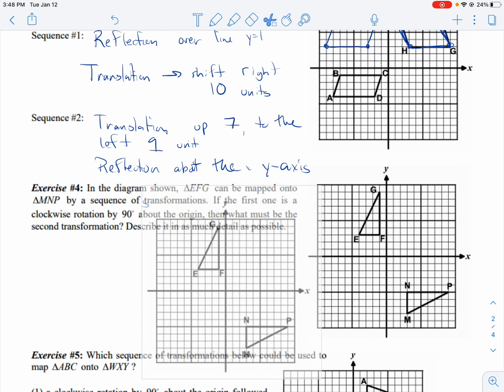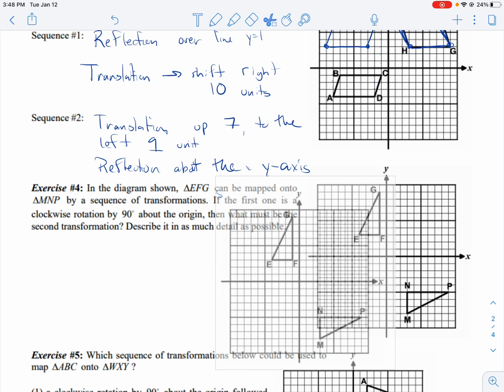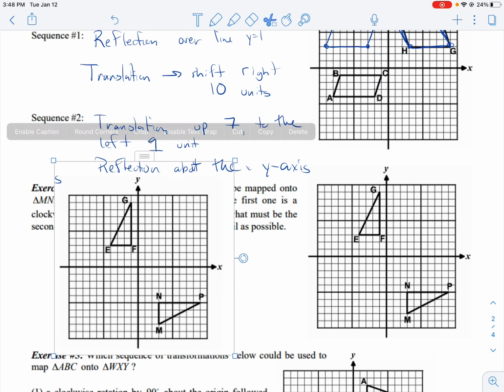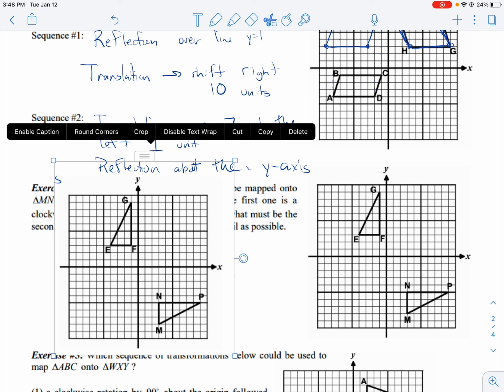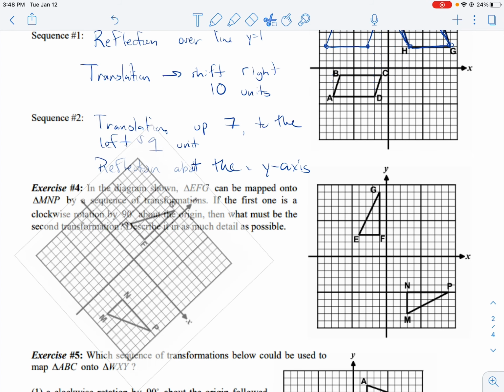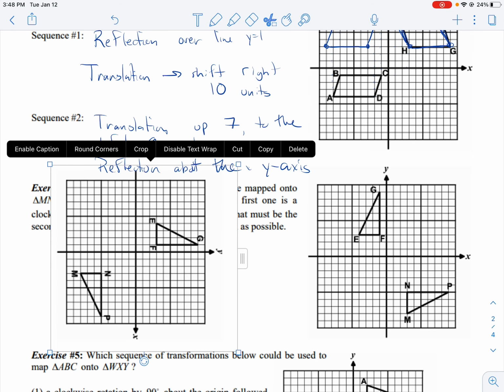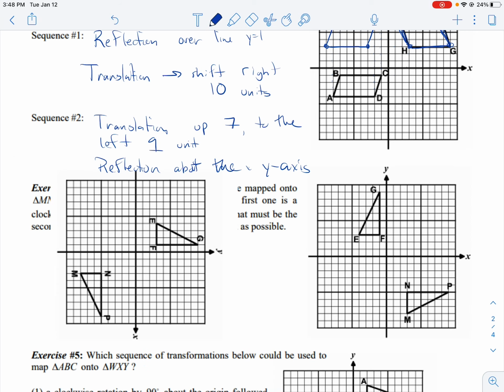We are rotating it clockwise 90 degrees. So here's our image, and rotate it clockwise. Okay, so I'm just going to copy what that image looks like over here. So F looks like it's right here. E looks like it's right here. And G is way over there. Okay, so there is our rotation of that triangle.